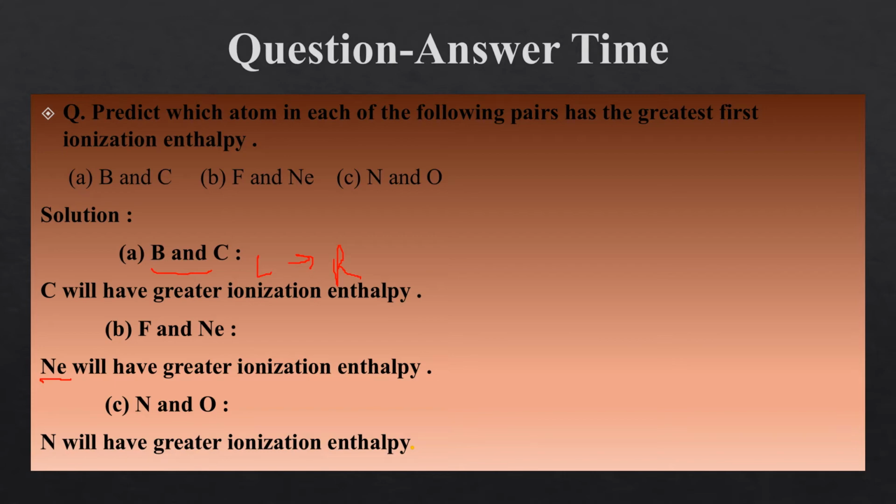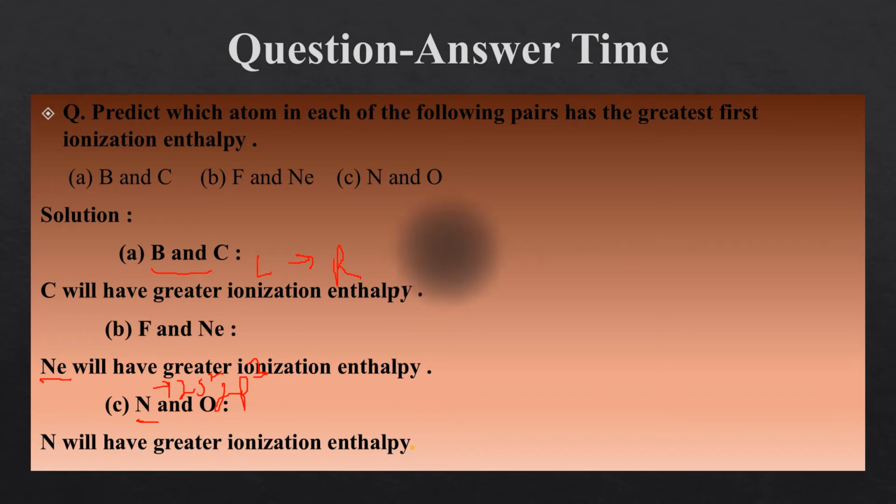Nitrogen will have the greater ionization enthalpy because of the stable electronic configuration of nitrogen, because the electronic configuration of nitrogen is 2s2 2p3, in which the p orbital is half filled, and we know that half filled orbitals are stable, and to remove an electron from any stable configuration is difficult. We require more energy to remove an electron from any stable configuration. So nitrogen will have greater ionization enthalpy as compared to oxygen.